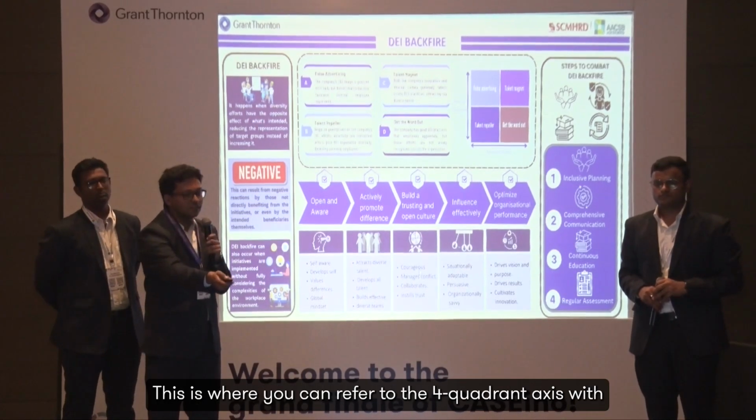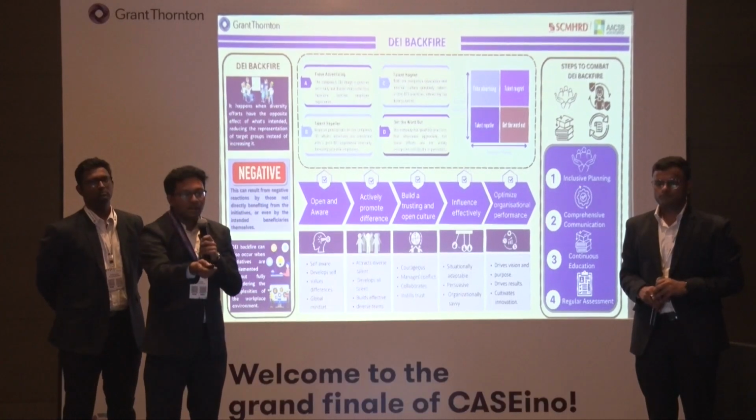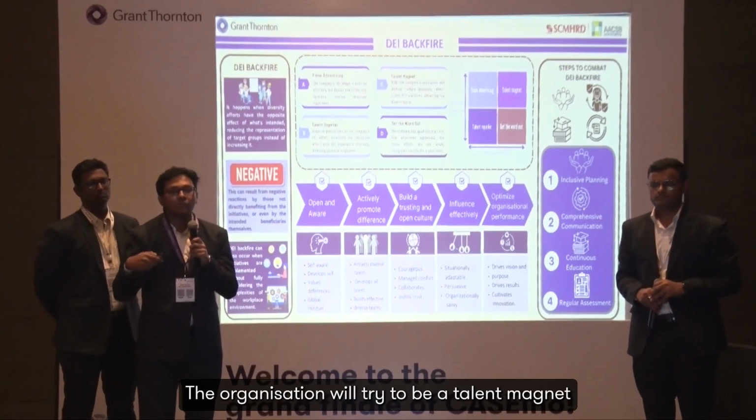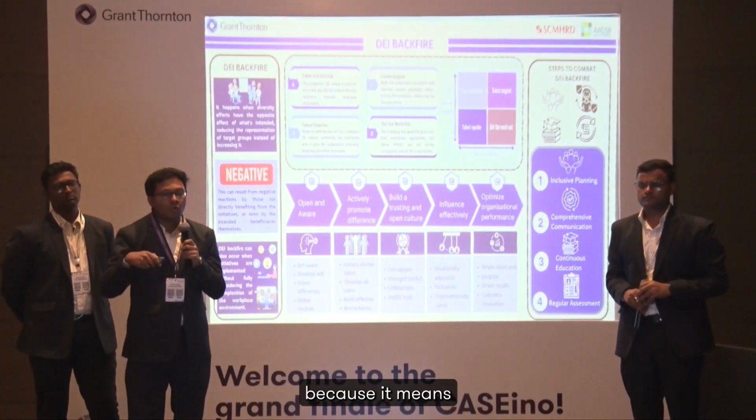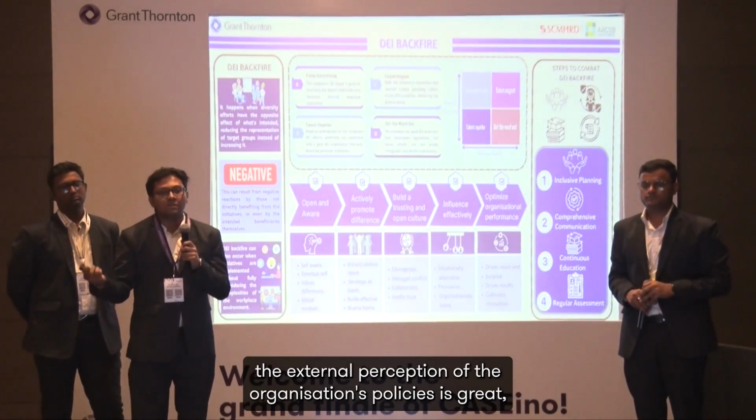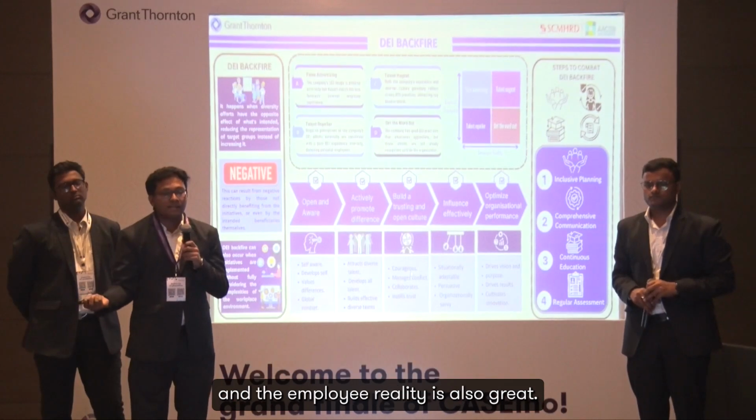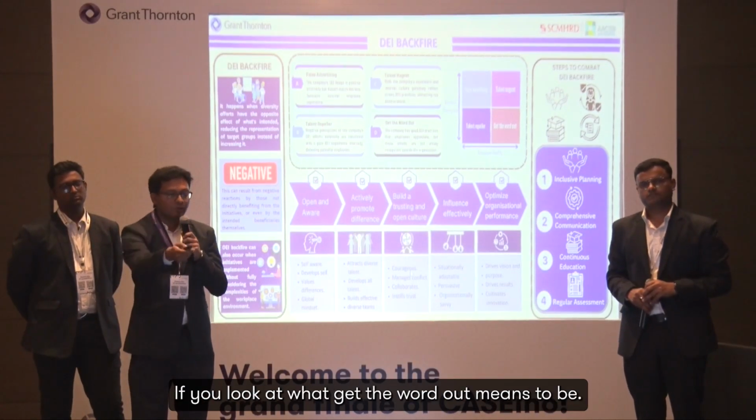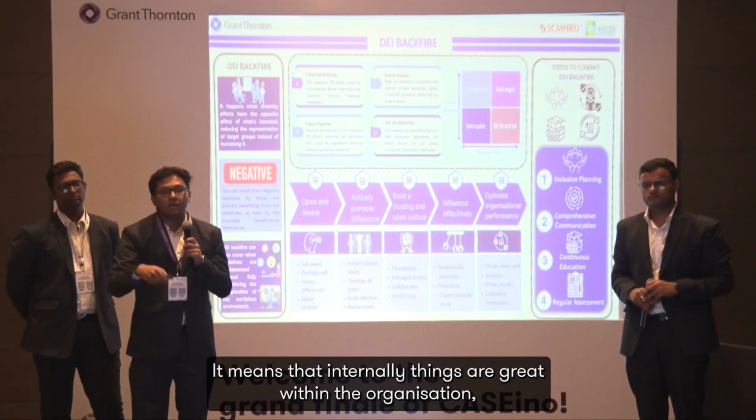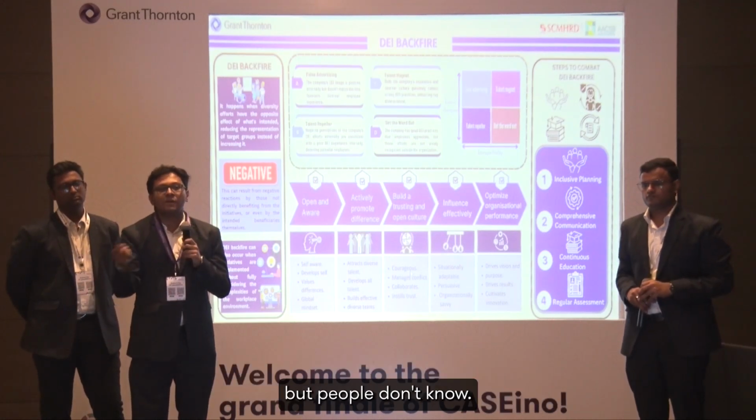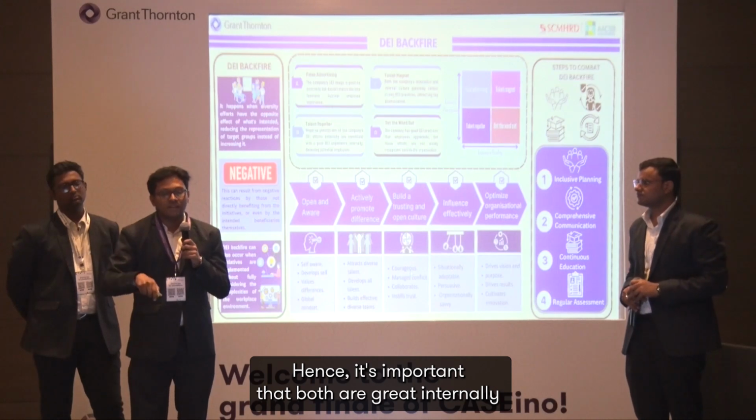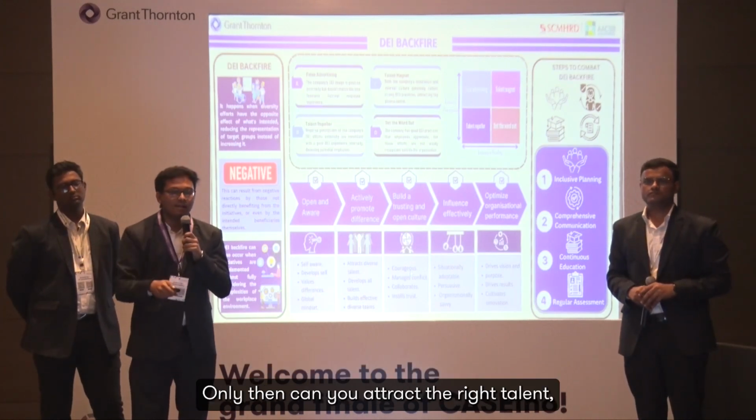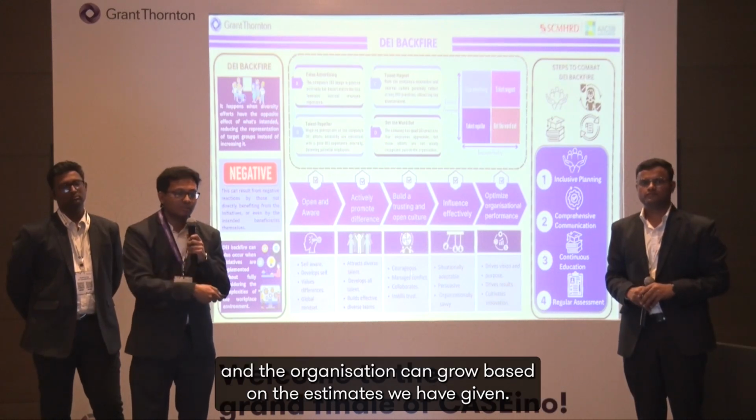And this is where you can see this 4-quadrant axis with false advertising, talent magnet, talent repel, and get the word out. The organization will try to be a talent magnet, because what it means to be a talent magnet is that the external perception about the policies of the organization is great, and the employee reality is also great. And what it means to be in get the word out is that internally things are great in the organization, but people don't know. So it's important that both things are great internally and people are also aware that the organization is great. Only then can you attract the right talent and the organization can grow based on the estimates we have set.